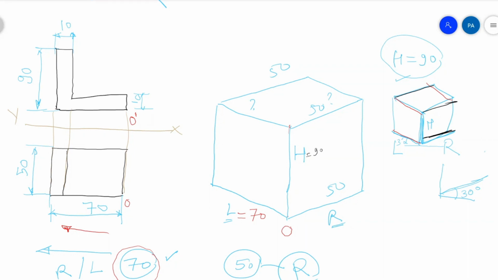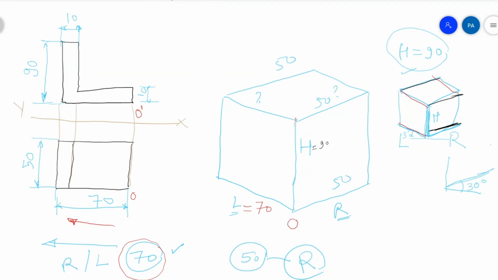Sir, every time drawing the isometric, we have to draw this box, sir. Correct. You have to draw this box. Yes, someone wanted to ask, sir, why is 50 on the right side?